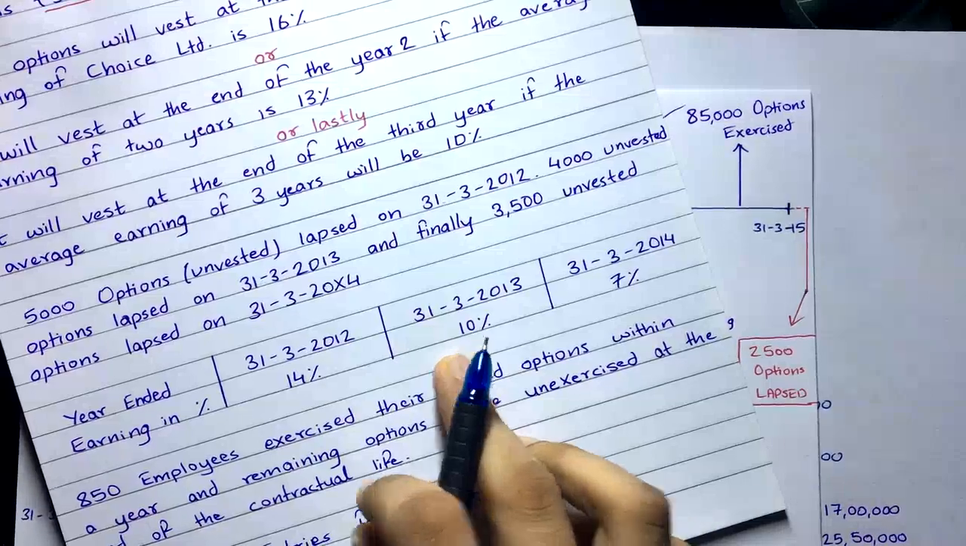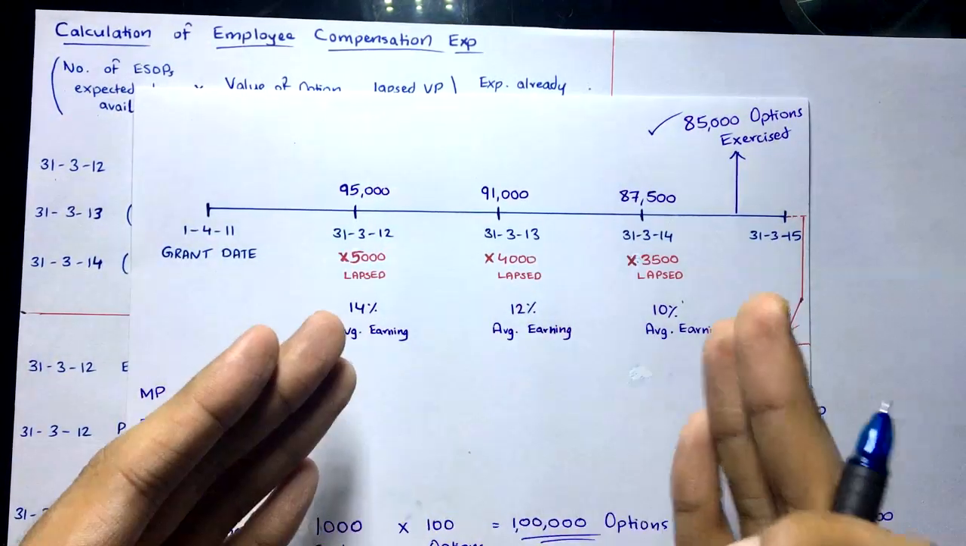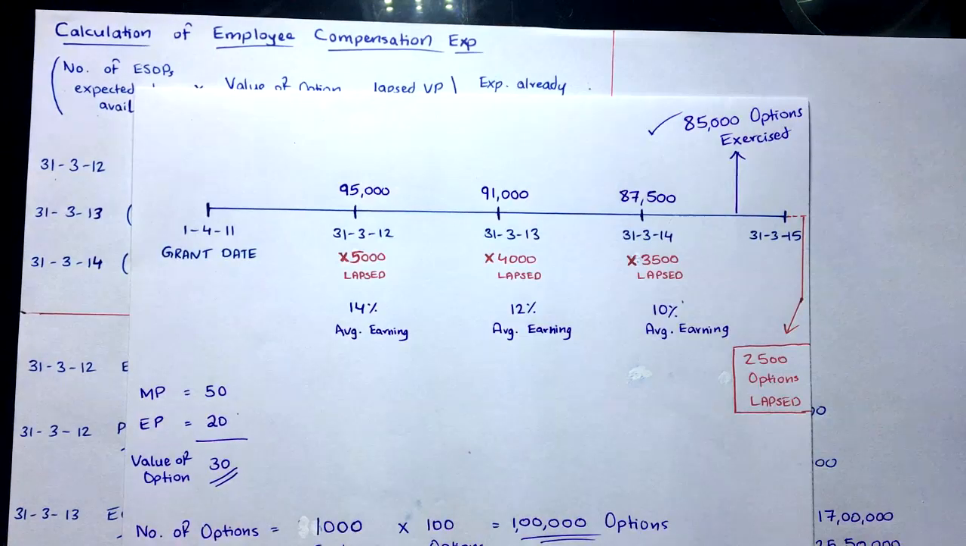24 divided by 2, that is equal to 12%. So average earning is not achieved. Yeah, the target is not achieved. If the target is not achieved, what we have to do? We have to expect that the vesting period is more. Maybe the target will be achieved in the third year, whatever the criteria is of the third year.